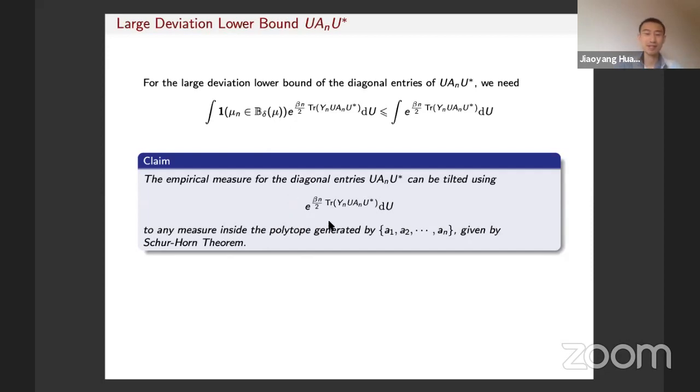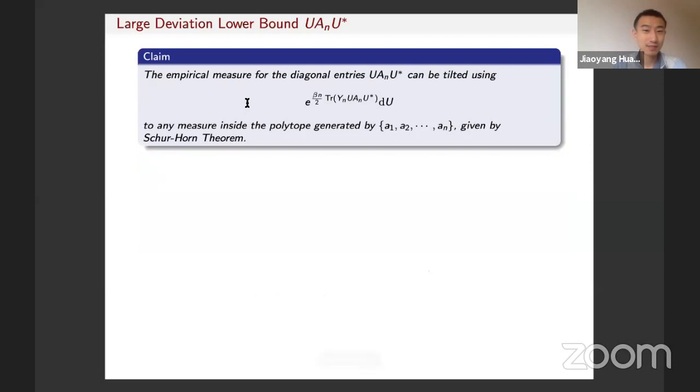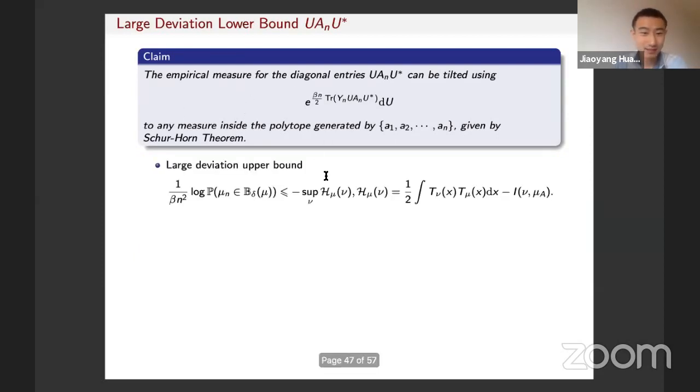So this will give us a full large deviation. We will have both a large deviation upper bound and lower bound. To prove this claim about the empirical measure, similarly, we will use the large deviation upper bound. Using the large deviation upper bound, we have that the probability that mu n is close to mu is upper bounded by minus the sup of this functional h mu.